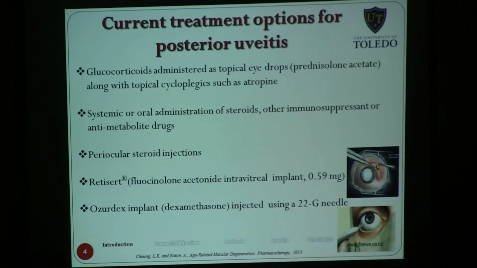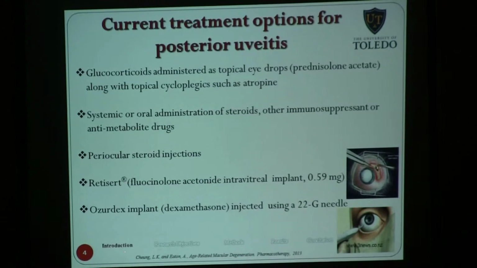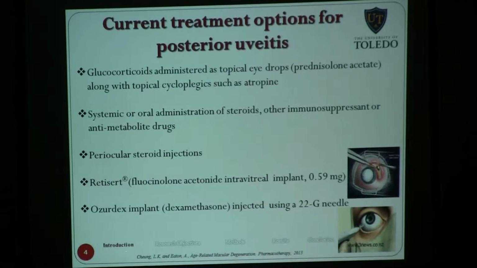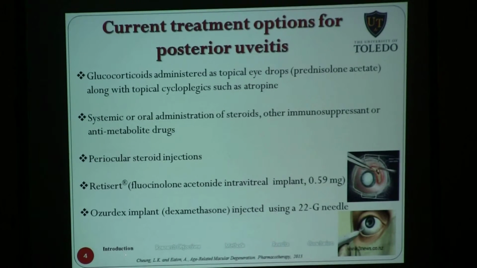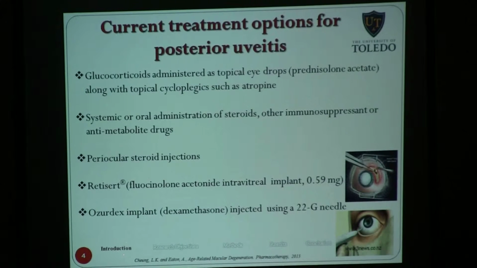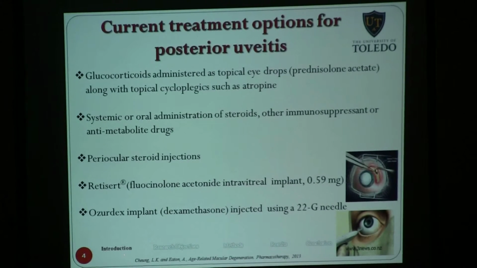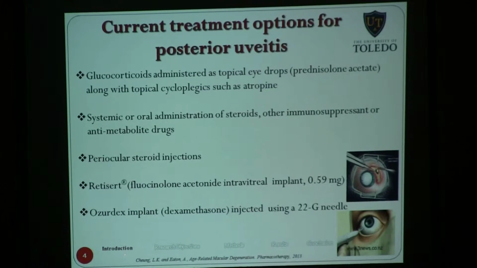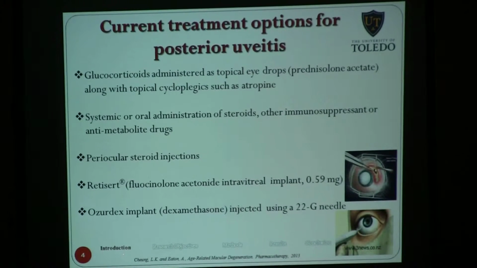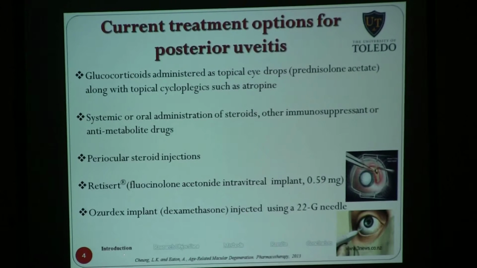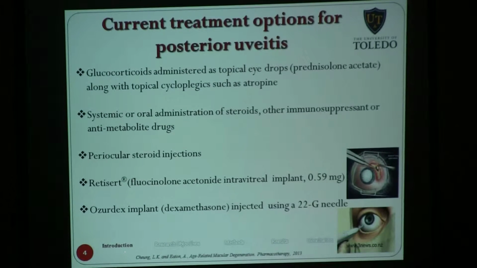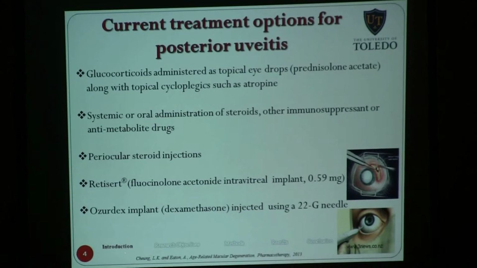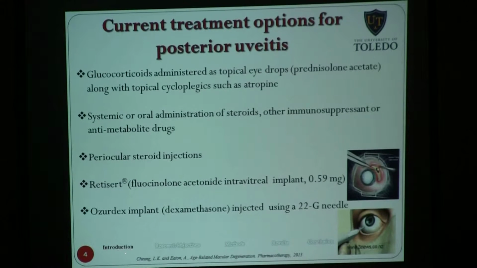Coming to current treatment options, for anterior uveitis, we have glucocorticoid eye drops that are administered topically along with topical cycloplegics such as atropine. However, this mode of delivery is not suitable for posterior uveitis because less than 0.001 part of the drug that is applied topically reaches the back of the eye. So for treating posterior uveitis, we have other alternative routes of administration such as systemic delivery, then we have periocular delivery, and then intravitreal delivery. So let me quickly tell you about these routes.